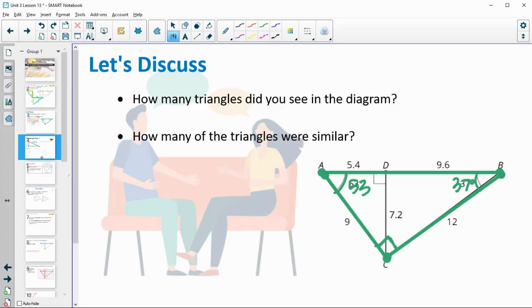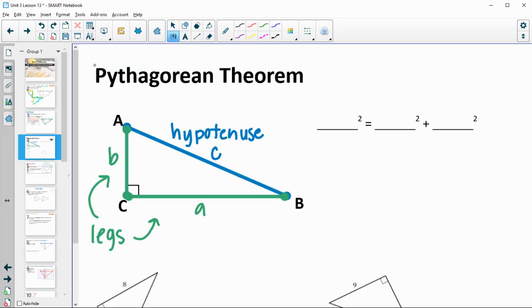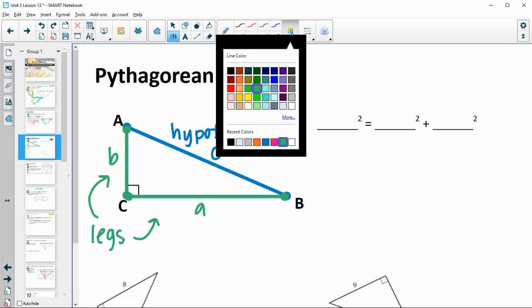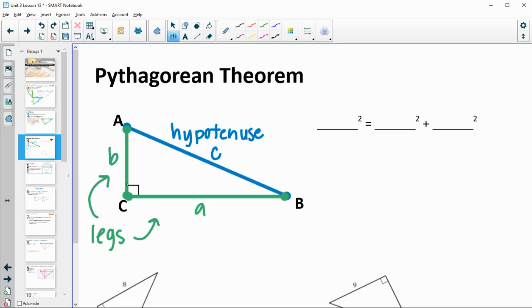All right, before we move on, I want to discuss the Pythagorean Theorem or remind you of this and do a couple examples. Remember that the Pythagorean Theorem is used in right triangles. So you have to see a right angle. Across from the right angle is the hypotenuse.